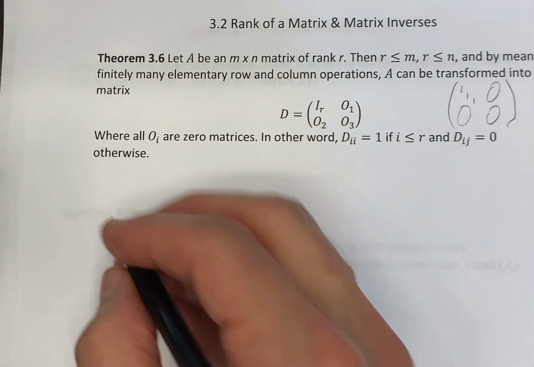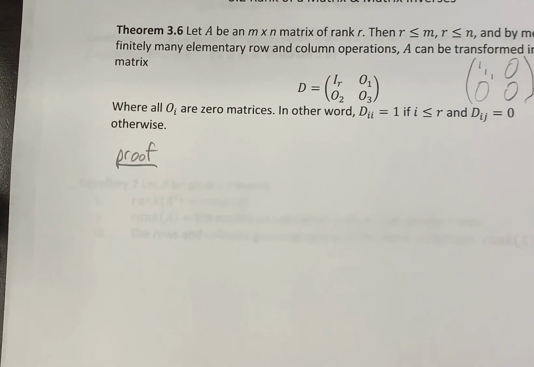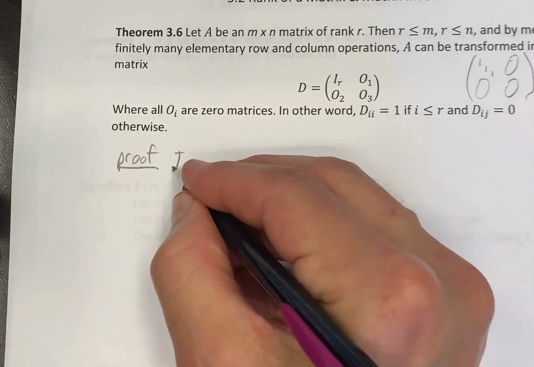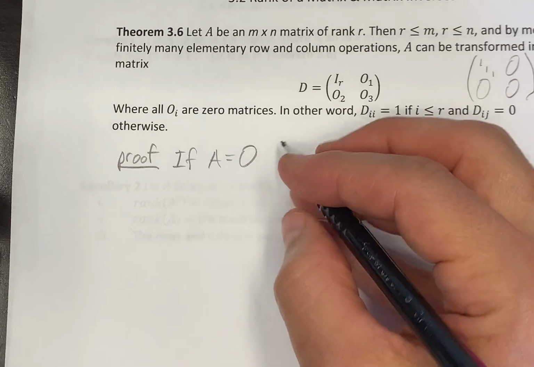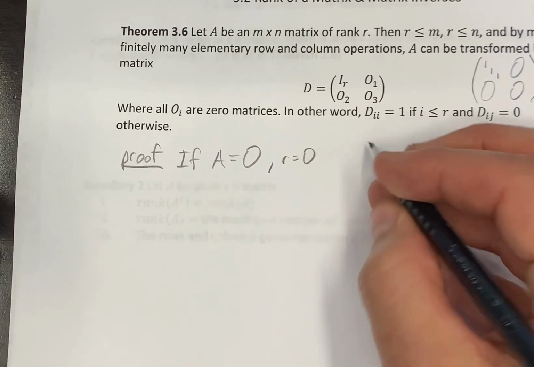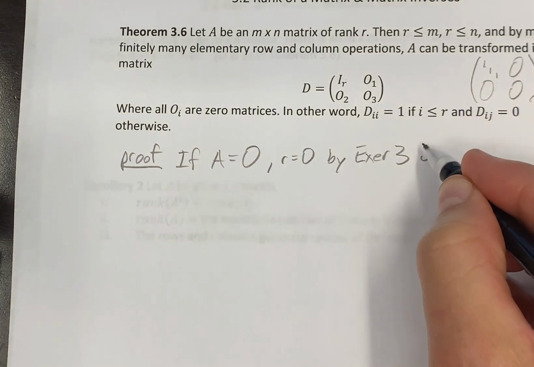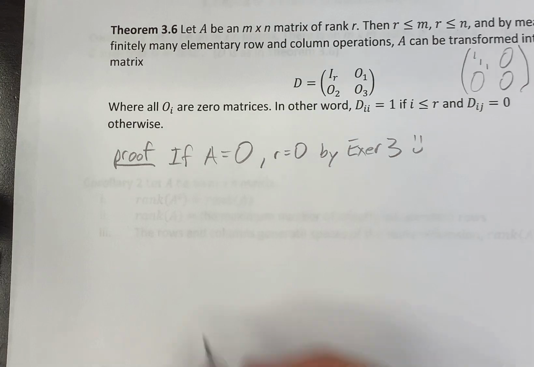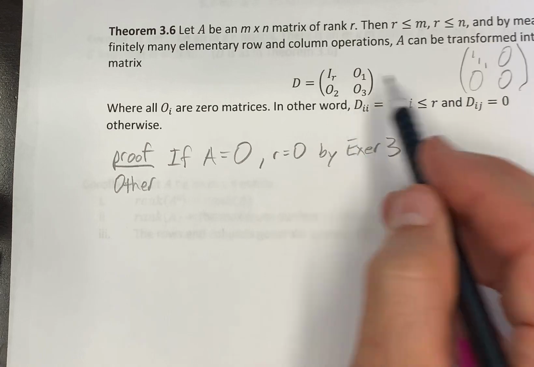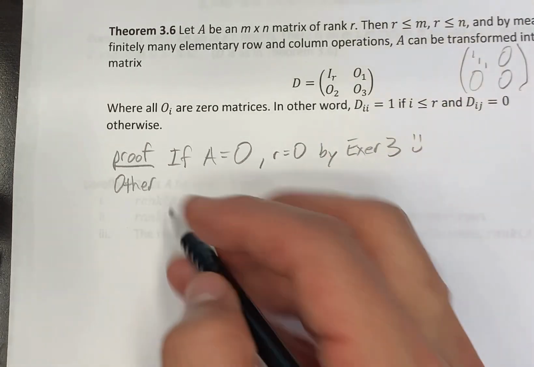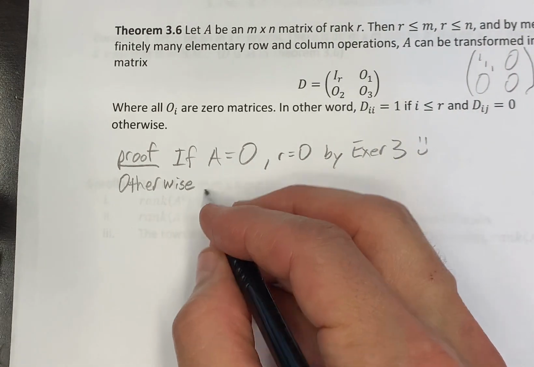Okay? So this is sort of a long proof, and many pieces of it go into the homework. If A equals an entirely zero matrix, then the rank is 0 by exercise 3, which you will prove. Isn't it great that you'll take care of it? Otherwise, and that's not hard to see, this matrix is all 0. A is equal to D, and hopefully you can establish that the rank is 0 indeed.